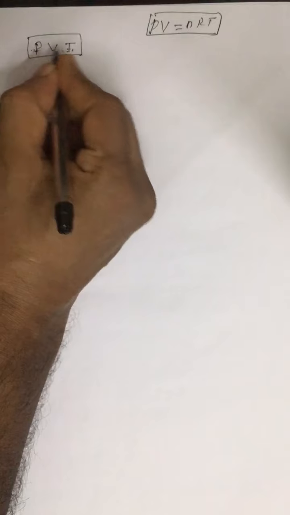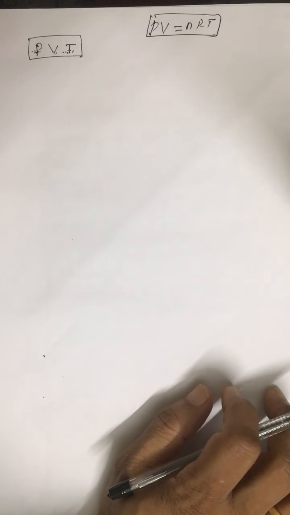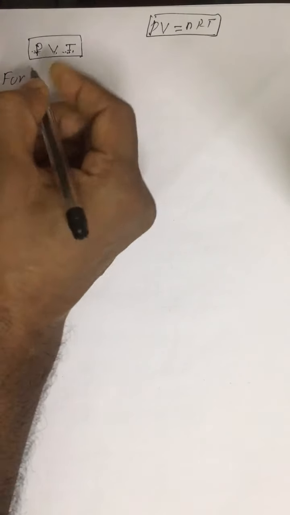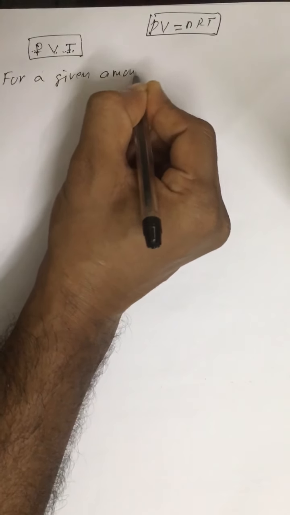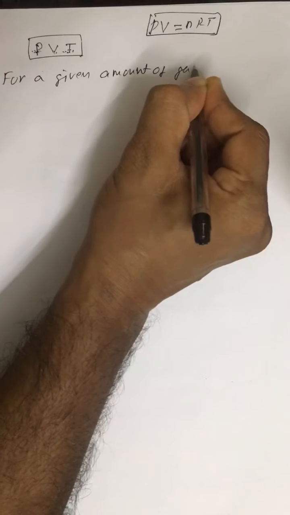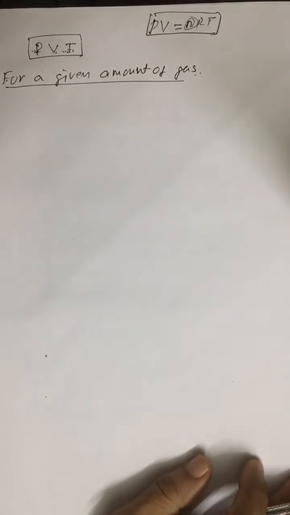When we try to establish the relation between these three, we always keep the amount of gas constant. Means you will always find the statement for a given amount of gas. This will be there always. Means you are keeping the number of moles of gas constant. All right, so let us discuss Boyle's law.